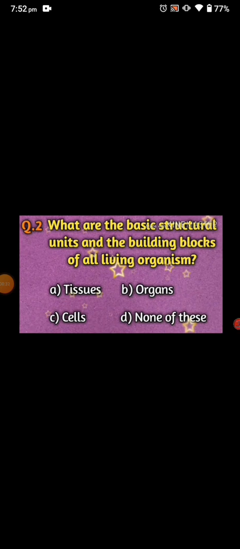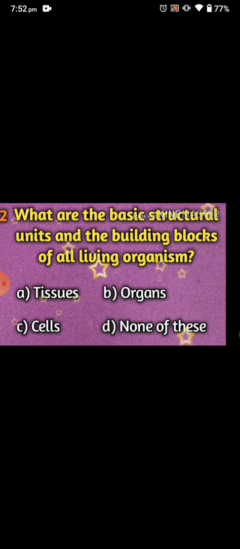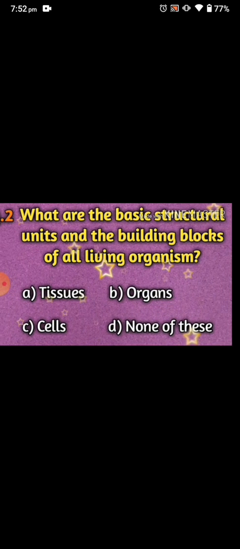Now we can see the second question. What is the basic structural unit and the building block of living organisms? It is the basic unit of the structure and function of living things. That is called the cell. This is very easy, but it is important also. The answer is cells.